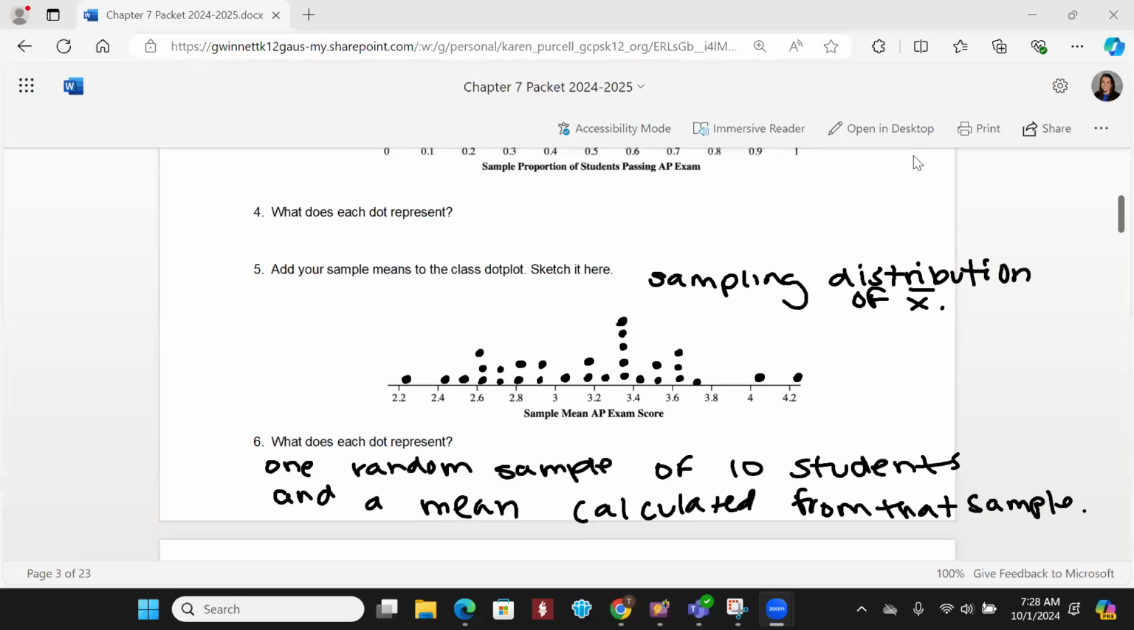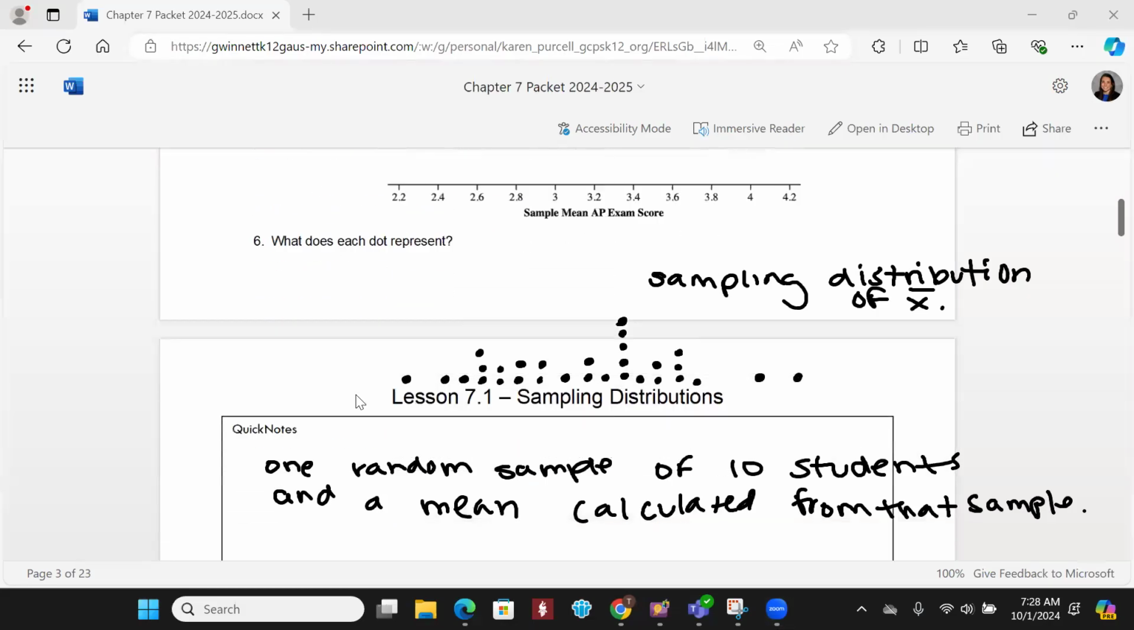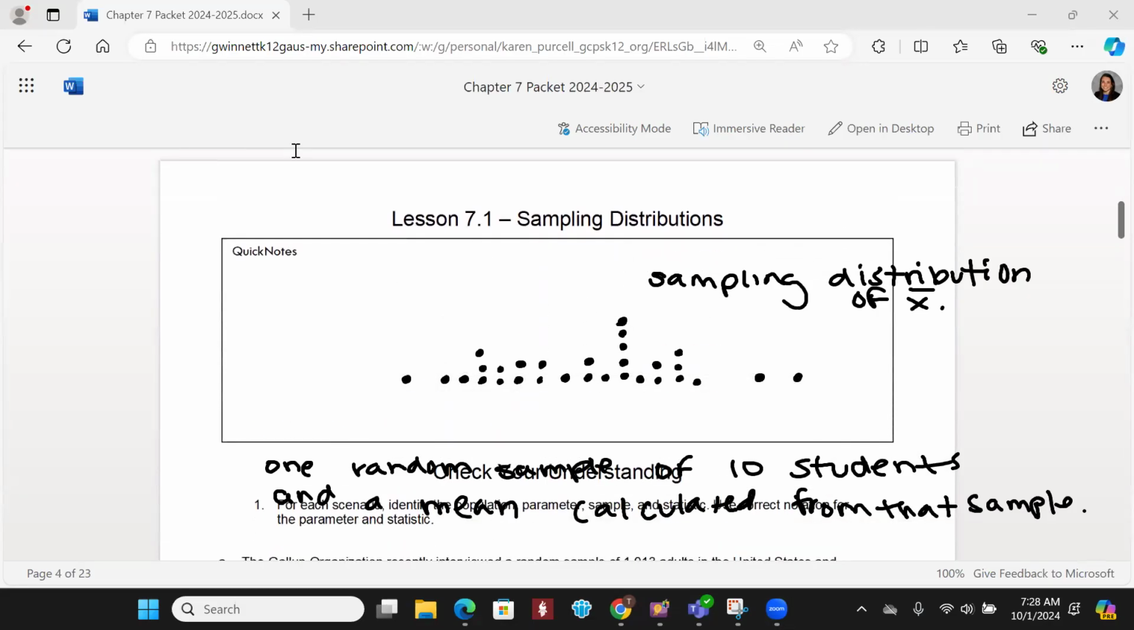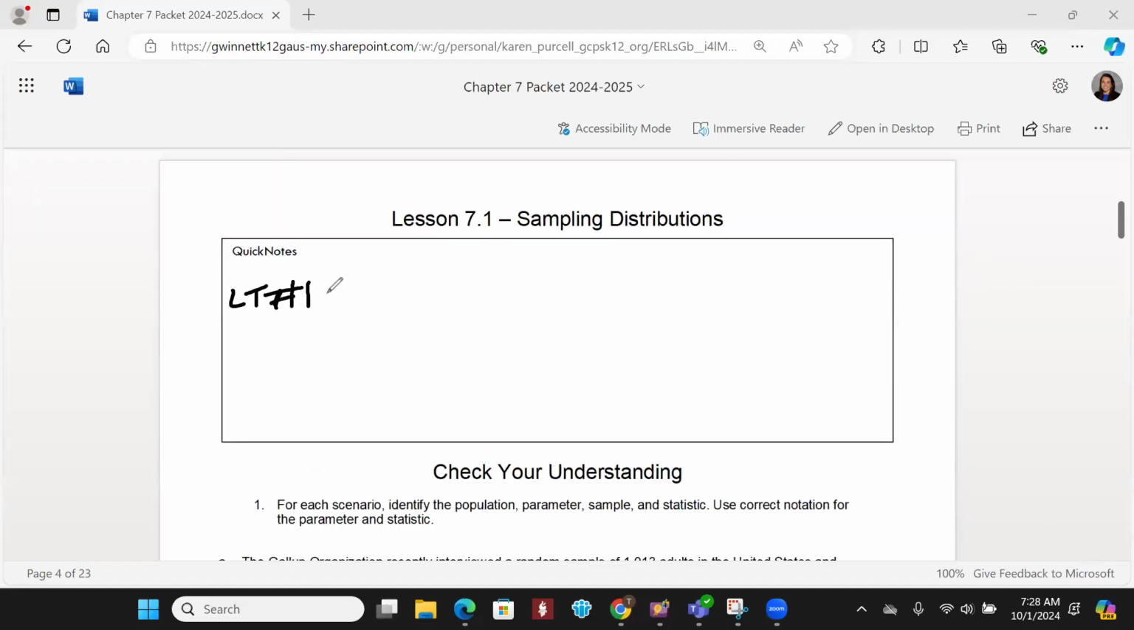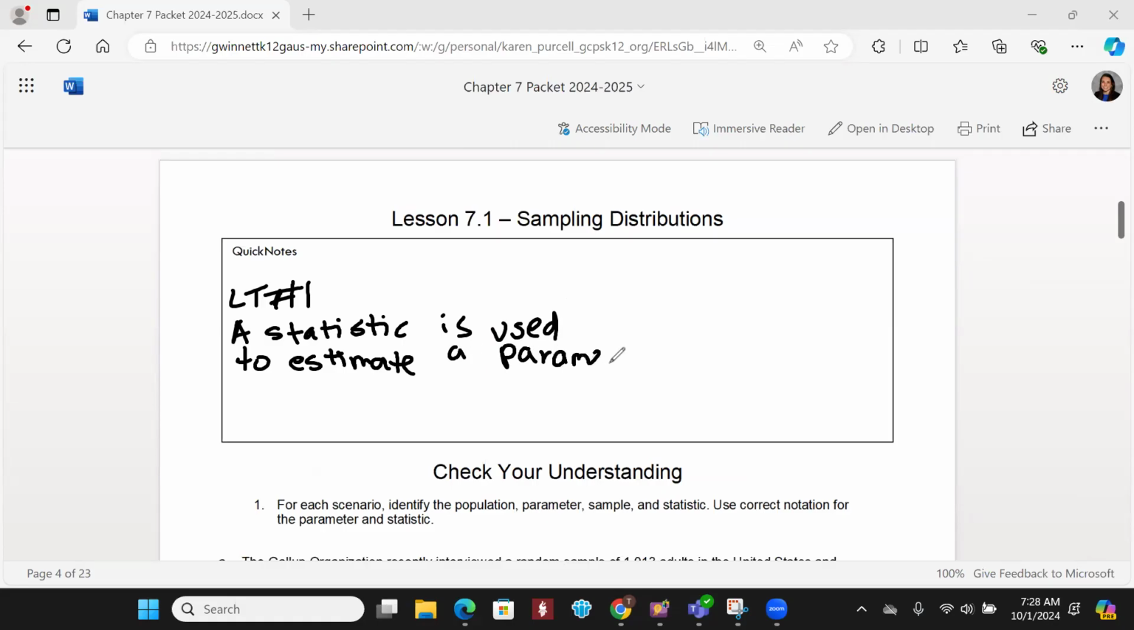Oftentimes we have a hard time determining whether it is a population or a sample. We're going to get some practice with that in just a second. But first, let's recap what we have learned. Learning target number one: a statistic is used to estimate a parameter.